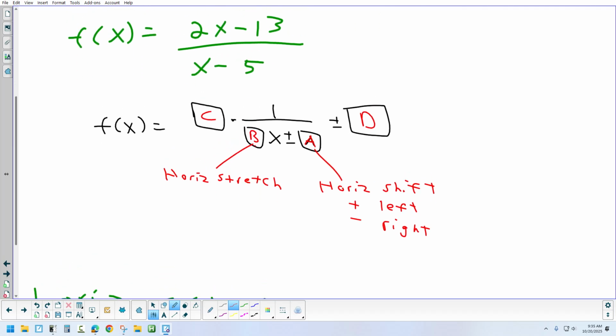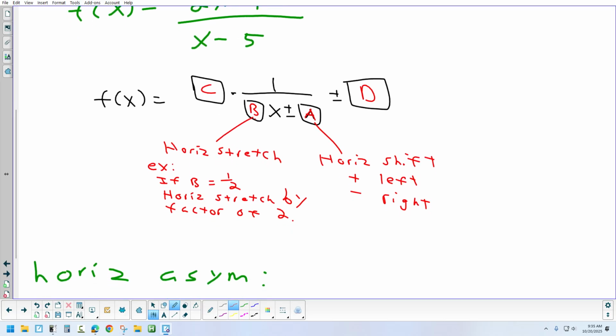And I'll do an example. Let's say B was 1/2. If B was 1/2, you might think 1/2 is a small number. Small numbers make it smaller. Nope, it's actually the opposite. If B is 1/2, this is a horizontal stretch by factor of 2. 1/2 actually doubles it. 1/3 would triple it. 1/4 would quadruple it.